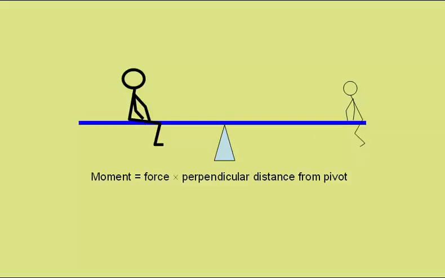They can do this because of moments, or turning effects, and these are given by the force, in this case the weight of the person, multiplied by their perpendicular distance from the pivot.